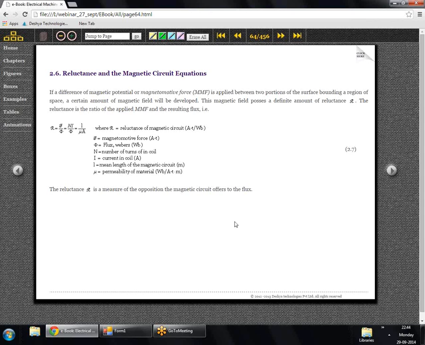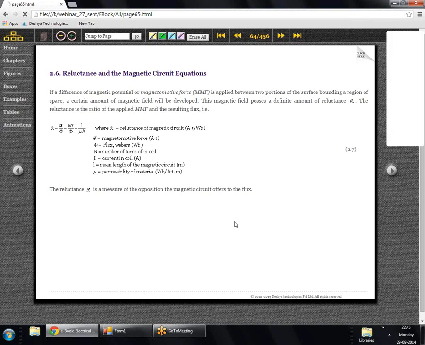One thing we have to keep in mind: the cores that are used in electrical machines, be it a transformer or rotating machines, are made of material which has very low reluctance, because we want most of the flux, or if possible the entire flux, to flow through the ferromagnetic core, because it is through this core that the conversion of electrical energy into mechanical energy takes place. This principle has already been discussed in our previous webinars.